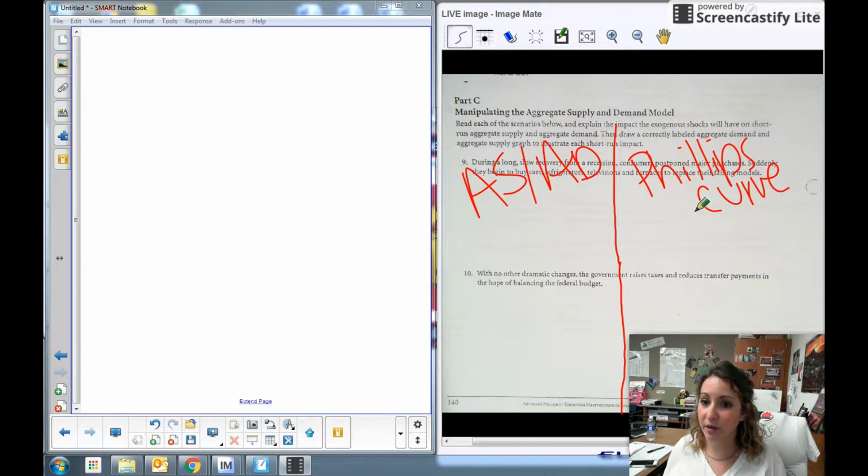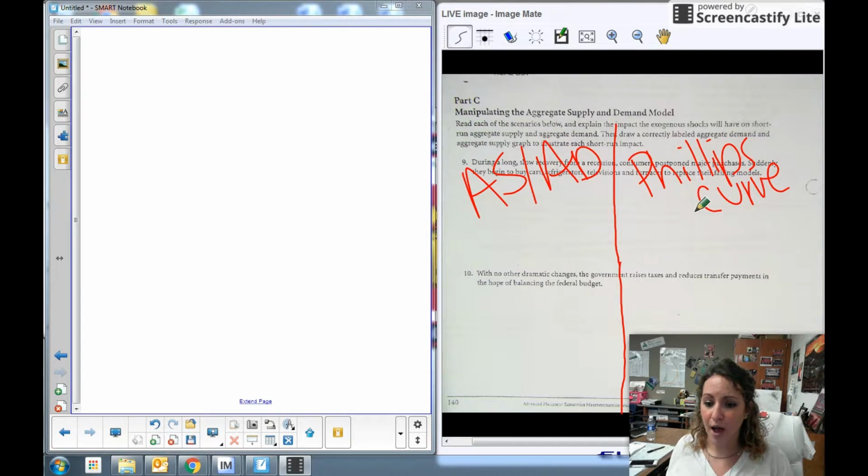So question number 1 starts off with, during a long, slow recovery from a recession, consumers postponed major purchases. Suddenly, they began to buy cars, refrigerators, televisions, furnaces to replace their failing models. So they're in some sort of recession, and then people suddenly start to buy things again. Maybe their consumer confidence has gotten a little boost in some way. And so notice how we're starting from a recession.